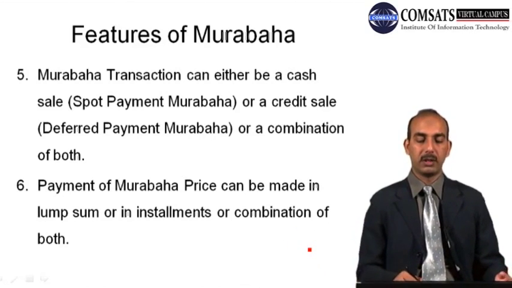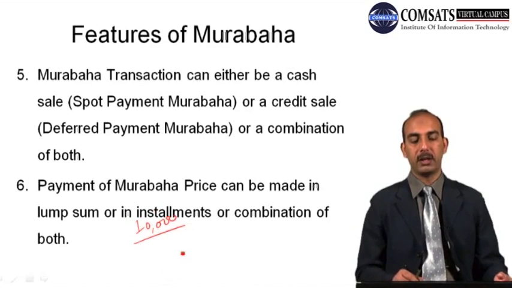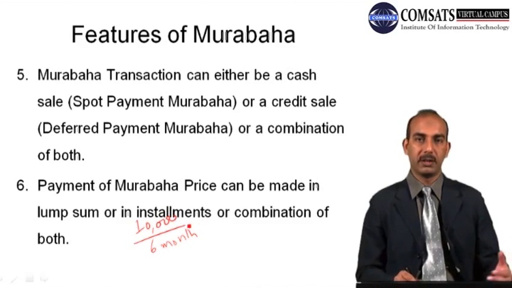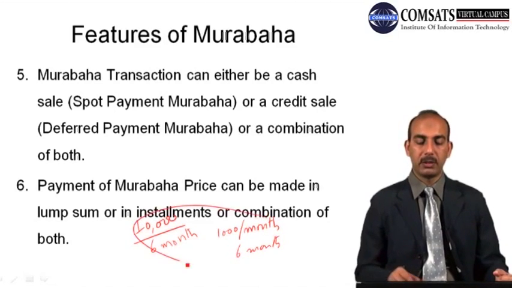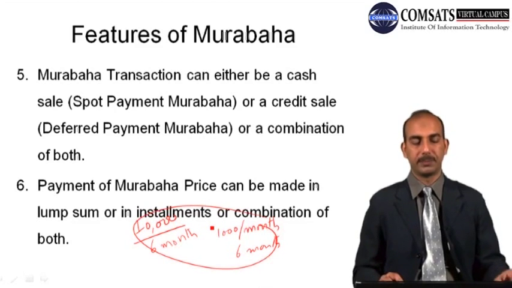Suppose there is a contract of 10,000 rupees. The payment can be at the spot, or it can be delayed for a certain time period, suppose 6 months. Then the profit will be a little more, the price will be higher, and it is also possible that there will be a payment of 1,000 rupees per month for the next 6 months. Okay, so these arrangements are all possible under the Murabaha transaction.